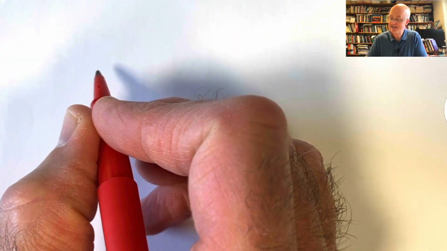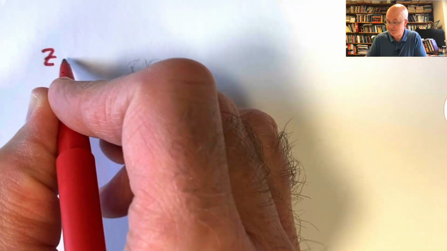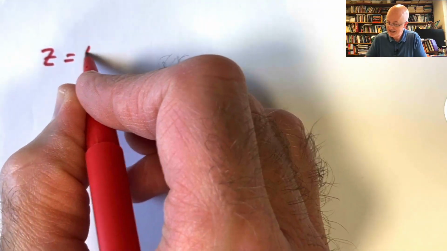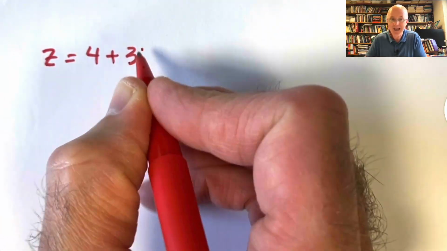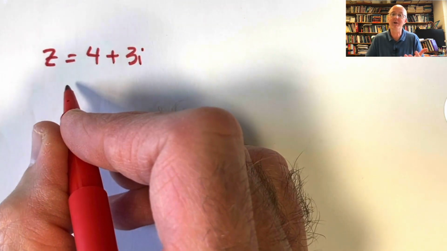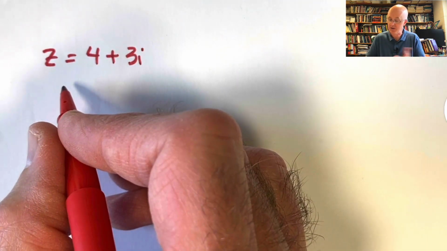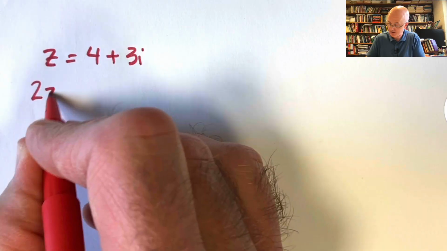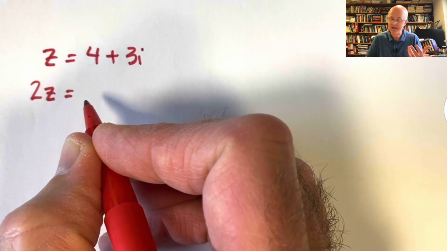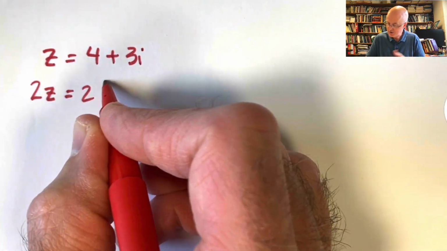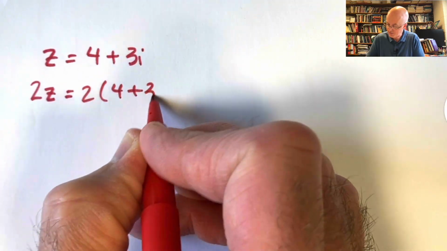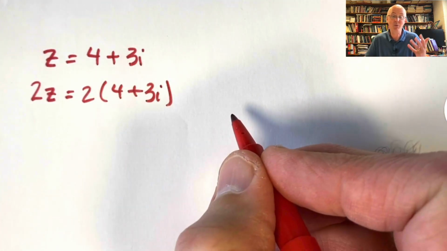Let's start by considering what seems to be one of my favorite complex numbers, z equals 4 plus 3i, and ask what it would mean to multiply this complex number by a real number. For example, the real number 2. What should it mean to multiply this by 2? 2 times (4 plus 3i). If you had to guess, what would you do?